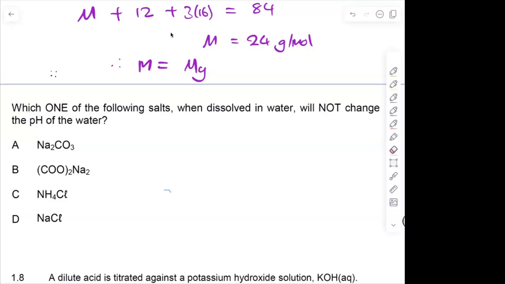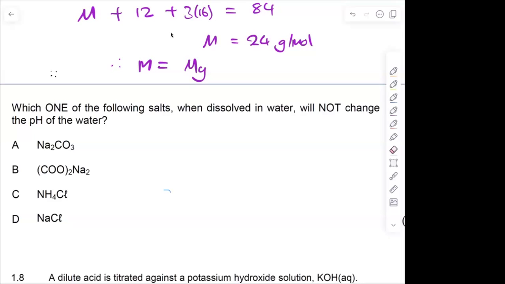Thank you so much for that. Let's have a look at the question together and see which is the correct answer. Which one of the following salts, when dissolved in water, will not change the pH of water? We've got Na2CO3, CH3COONa, NH4Cl, NaCl. The key thing here is to figure out which one will not change the pH of the water.